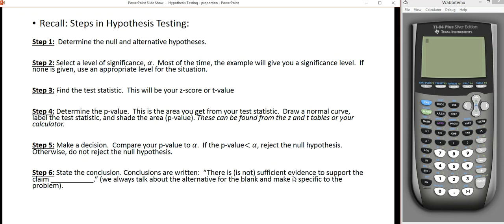Here are the steps for hypothesis testing. So we'll determine the null and alternative hypotheses. We'll select a level of significance, or one will be given. We'll find the test statistic. In this case, we'll just be looking at a z-score because proportion is always a z-score. Determining the p-value, making a decision, and stating the conclusion.